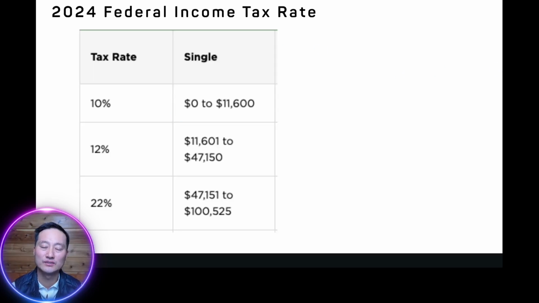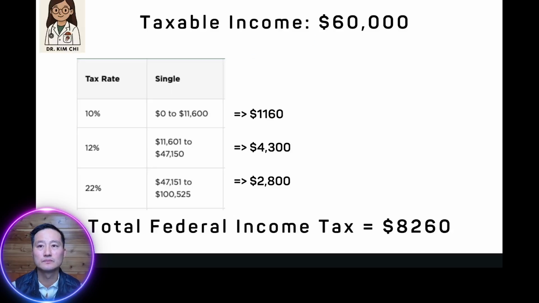So the IRS uses a progressive taxation system, which means the more money you make, the higher your tax rate is going to be. More money, more problems, right? So every year the IRS publishes an update, a federal income tax table, which is based on your filing status, like single and married filing joint. So let's take a look.